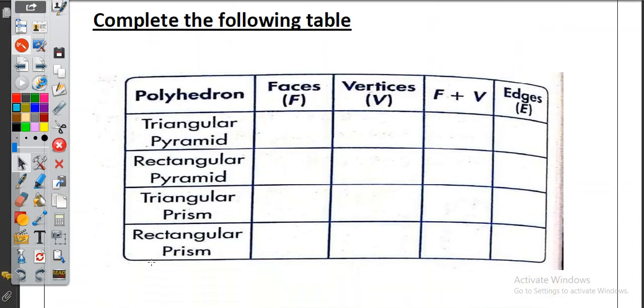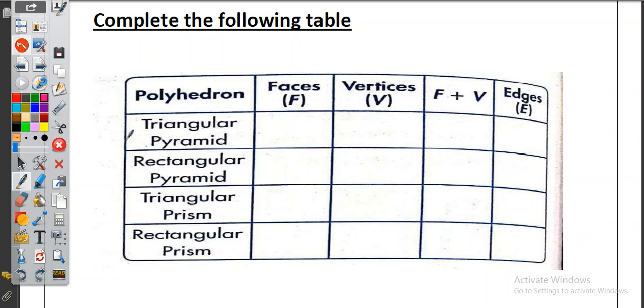Now complete the following table. I have the polyhedron here, which is the triangular pyramid, the rectangular pyramid, the triangular prism, and the rectangular prism. We solved this question in the book. We will just revise it here together. And we have a video which explains this question. The triangular pyramid, how many bases does it have?